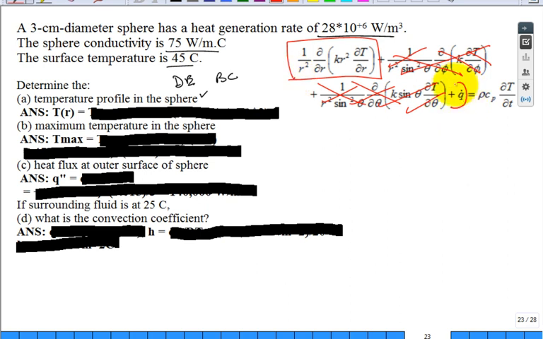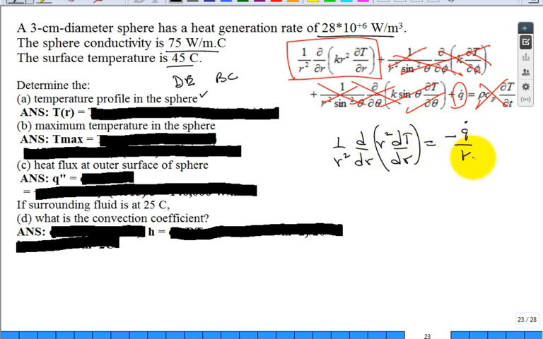If you have a heat source, you need that, and it's steady state, so that goes away. So you get an equation that's 1 over r squared. I'm going to put in the ordinary derivative because it's only r. Derivative of temperature with respect to r equal to minus q dot divided by k, treating k as constant. That's my differential equation.